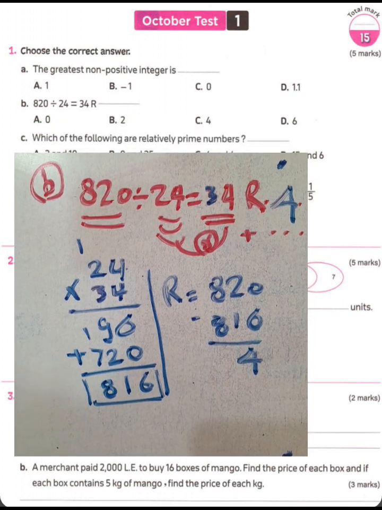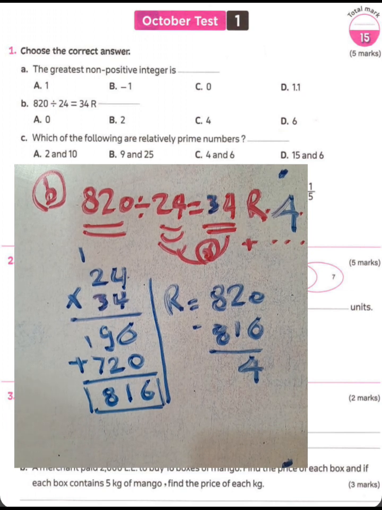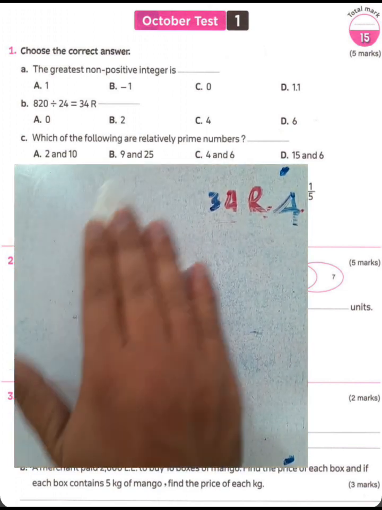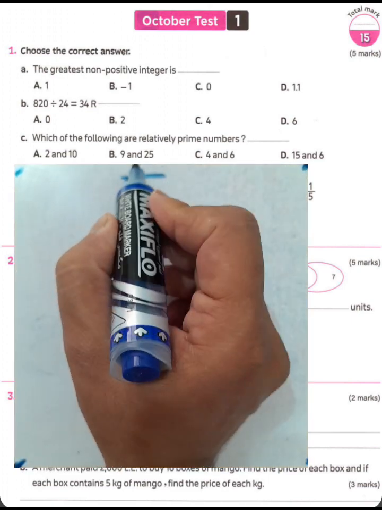Choose letter C. Which of the following are relatively prime numbers? Relatively prime numbers means two numbers that can't be divided by any number except 1. The highest common factor between them equals 1. Choose letter B, because 9 and 25 can't be divided by any number except 1.